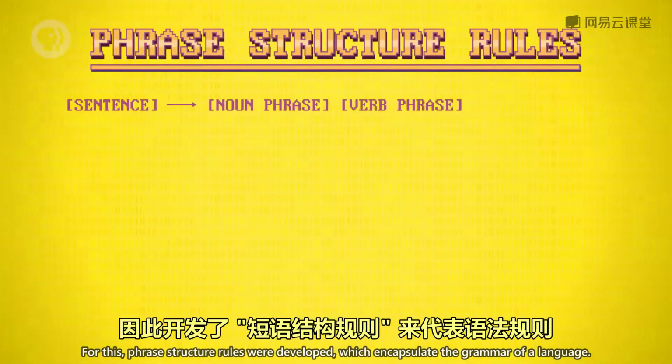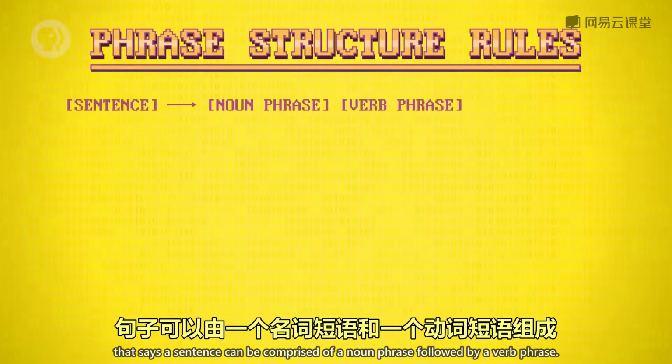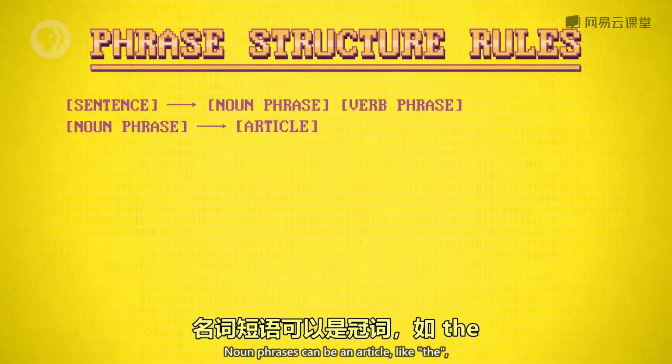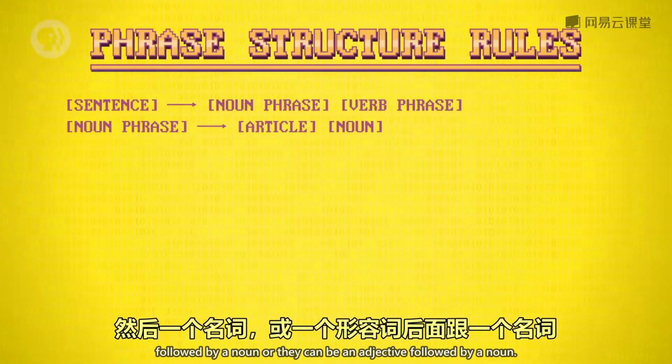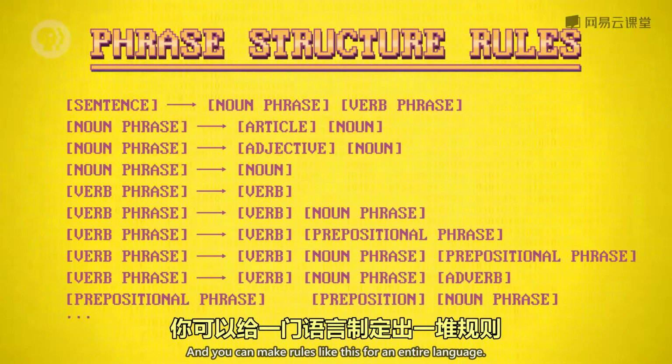For this, phrase structure rules were developed which encapsulate the grammar of a language. For example, in English there's a rule that says a sentence can be comprised of a noun phrase followed by a verb phrase. Noun phrases can be an article like the, followed by a noun, or they can be an adjective followed by a noun. And you can make rules like this for an entire language.